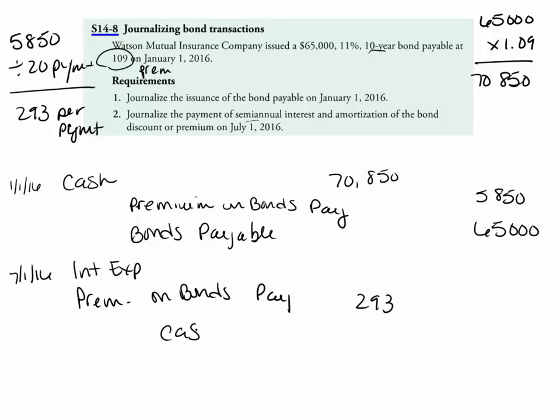and then the cash will be based on the 11% interest. So 65,000 times 11%, and then we'll split that in half because it's a semi-annual payment. So the cash I have to pay is $3,575. The interest expense then will be the cash paid minus the portion of the premium that I am taking, the amortization. So the interest expense is $3,282. It's lower than the cash because this is a premium.